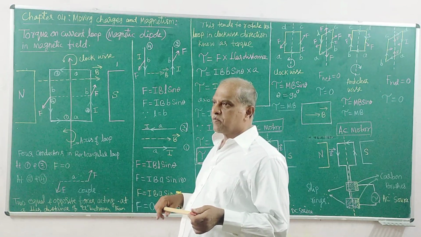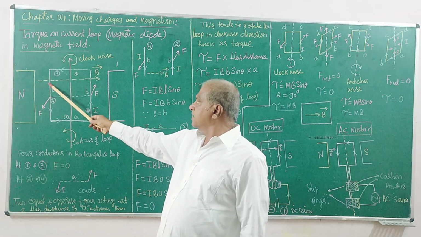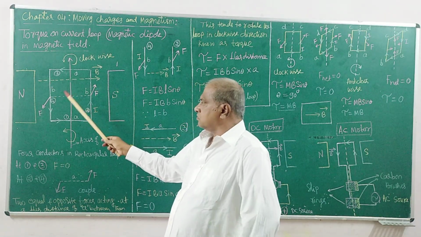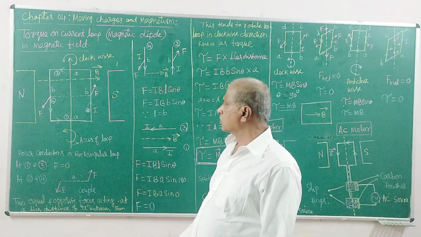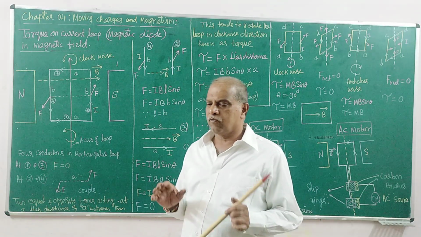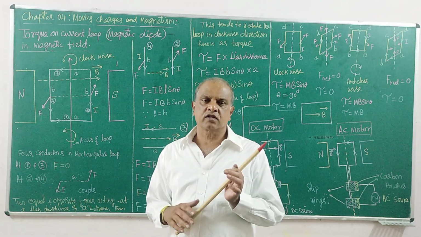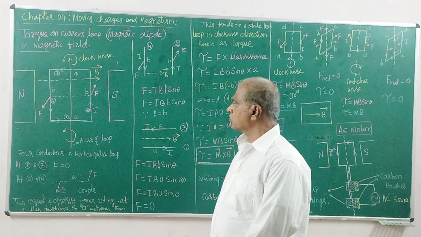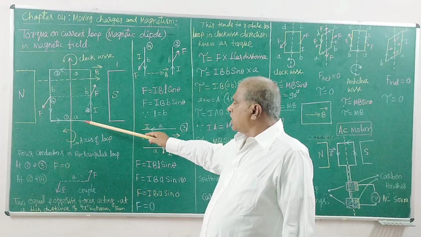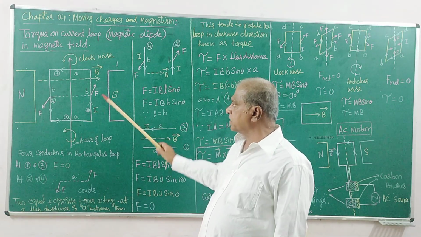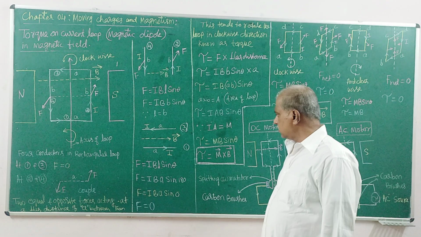The direction of the magnetic field is like this, in a straight line on the plane of the board. This loop can have different orientations with respect to the direction of the magnetic field. This is one of the orientations I explained. This orientation produces the torque force.